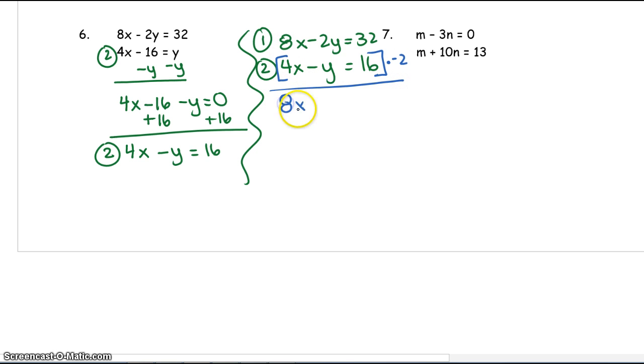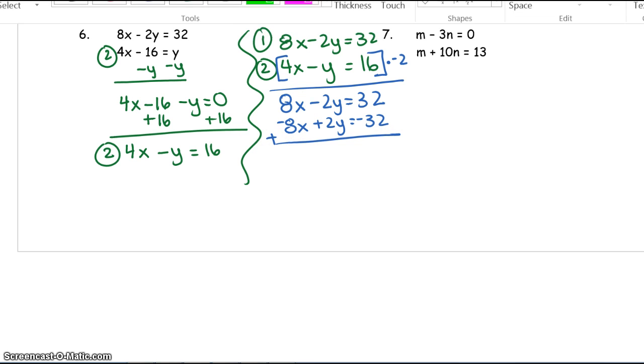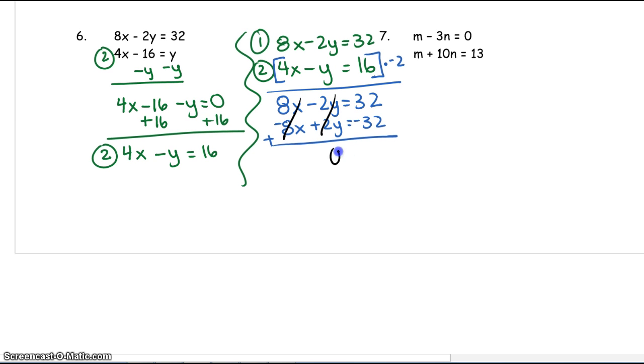So I'm going to write 8x minus 2y, which is the first equation again. Negative 2 times 4x is negative 8x. Negative 2 times negative y is positive 2y. And negative 2 times 16 is negative 32. We add them up, and here's what we get. 8x minus 8x cancels out. Negative 2y plus 2y cancels out. You're left with 0 on the left side, which equals 32 minus 32, which is 0. Does 0 equal 0? Yes. So that means that this has infinitely many solutions.